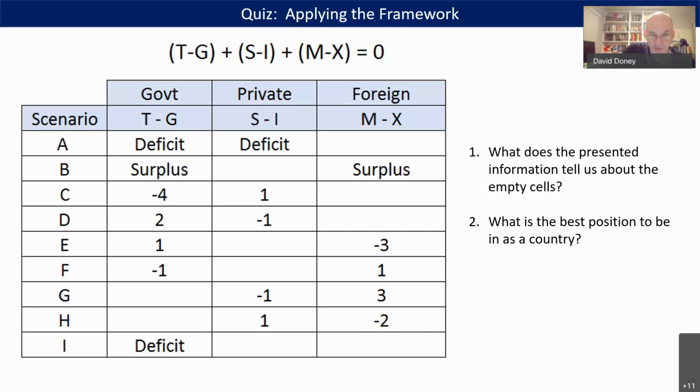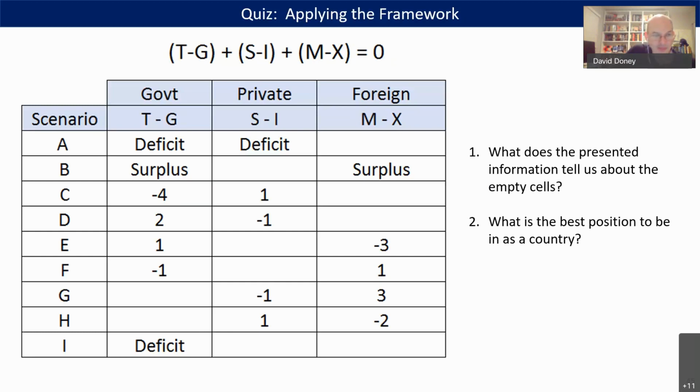Scenario F, if you have a minus 1 and a 1, what must the private be? 0. That must be 0. That's right. Good. You guys are getting this. If the in government in G here, don't confuse G with that. If the private's minus 1, the foreign is plus 3. What's the government?